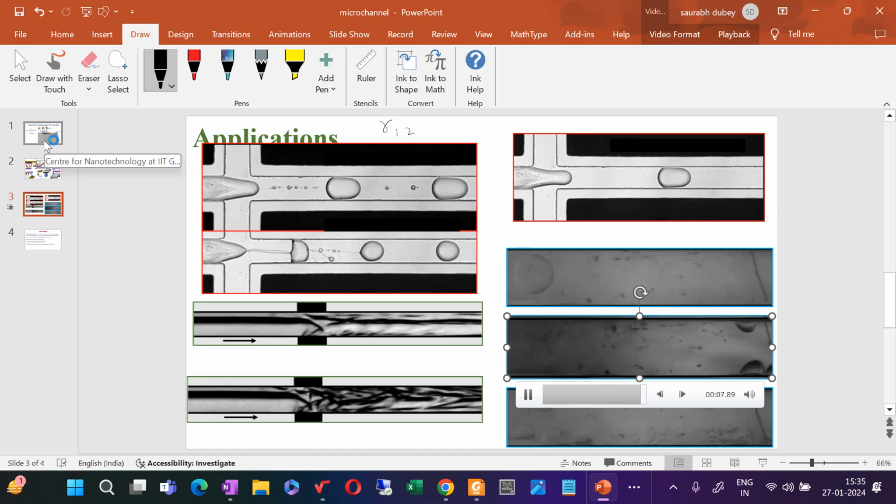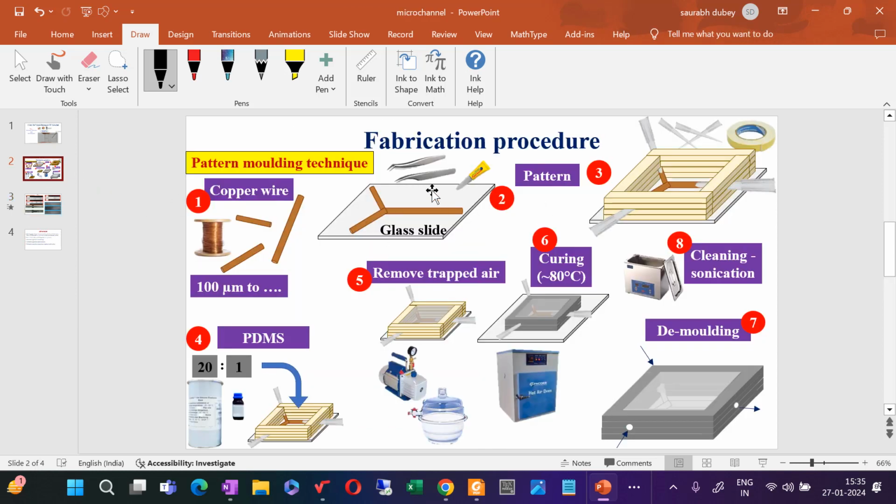So this is the microfluidic channel which is covered here. These microfluidic channels are made in this way. You see, these are the steps through which people fabricate the microfluidic channel. You may go through that; these are very straightforward, easy steps of fabrication of the microfluidic channel.